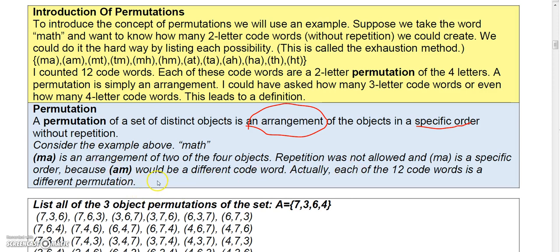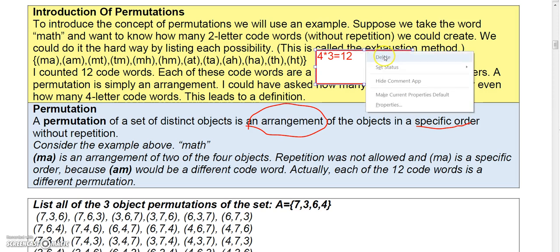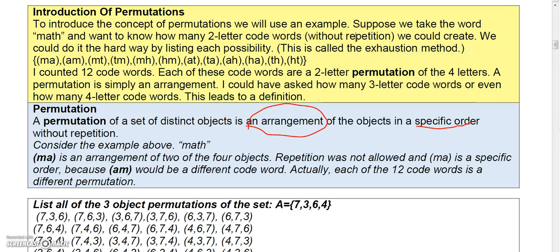And by the way, I could have come up with the number 12 by just asking, how many ways could I choose the first letter? That would be 4. Then since there's no repetition allowed, how many ways could I choose the second letter? 3, and that would have given me 12. So I could have done this using the multiplication principle, because that's really what the permutation formula is. It's the multiplication principle that doesn't allow repetition. We'll see the formula here in a bit.